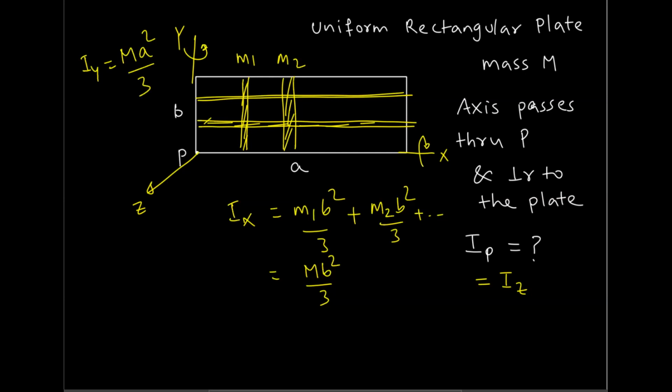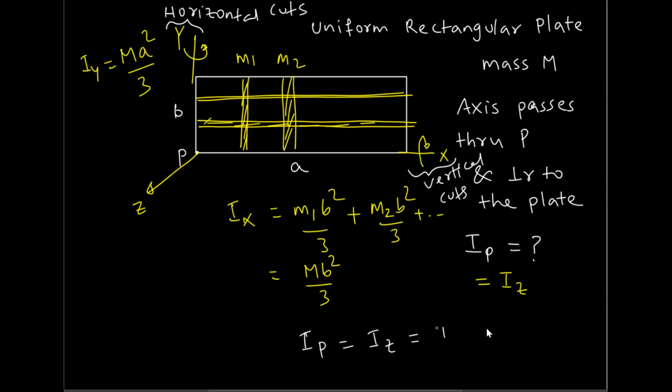You understand this? So if I want about the y-axis, for the y-axis, you make horizontal cuts. I mean, you don't literally make them, you imagine this. If you want the x-axis, you make vertical cuts. And then this is the z-axis, Ip is like the z-axis. So then this will be Ix plus Iy.